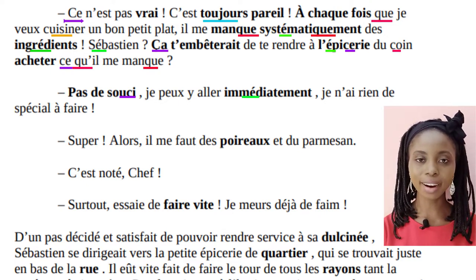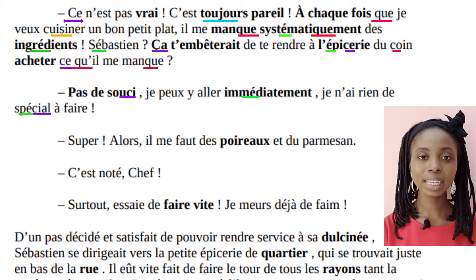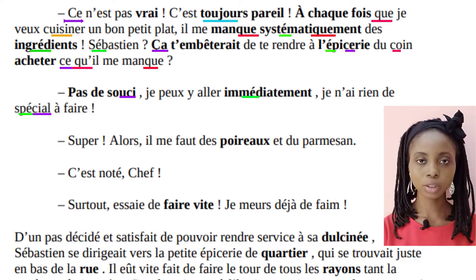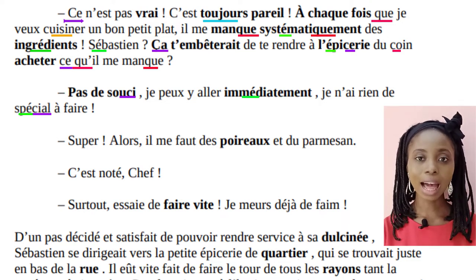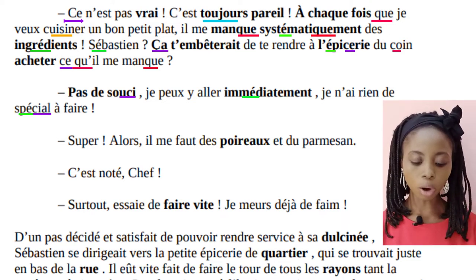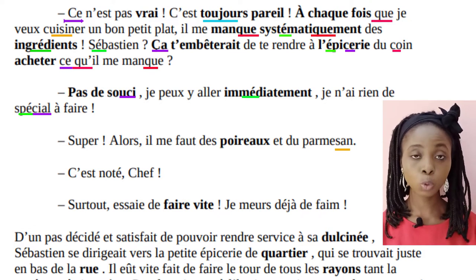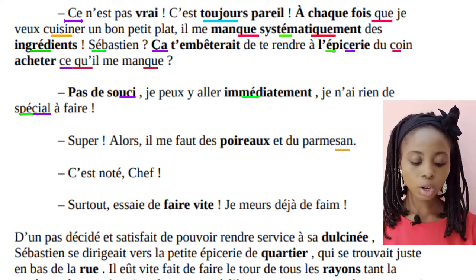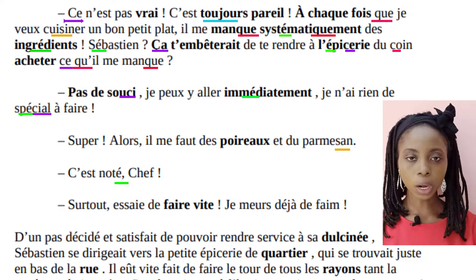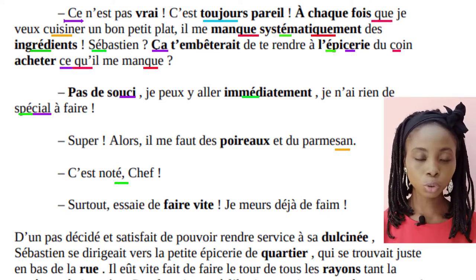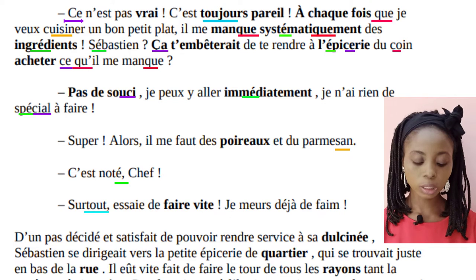Je n'ai rien de spécial de faire. Don't let us forget our E accent aigu. Super! Alors, tu me fais des poireaux et du parmesan. Don't let us forget our S in between two vowels. C'est noté. Our E accent aigu. Chef. Surtout, don't let us forget our U sound.